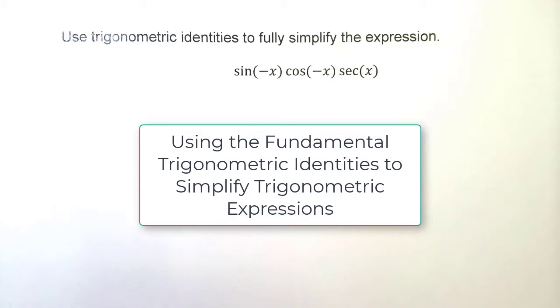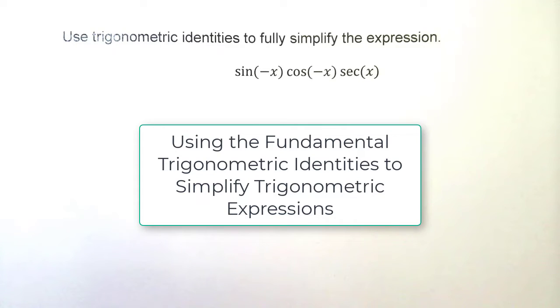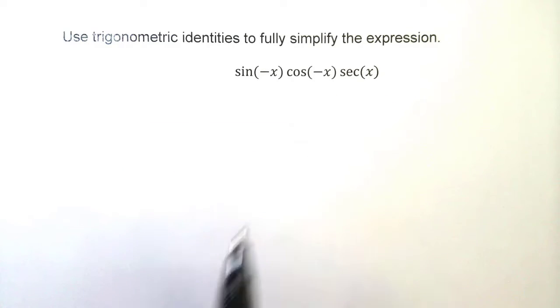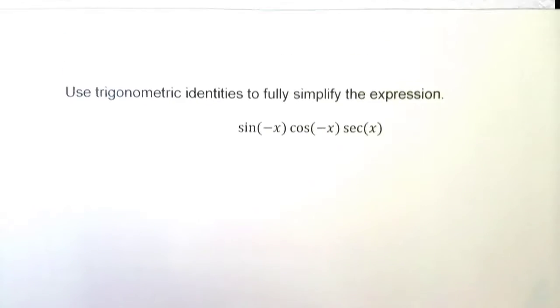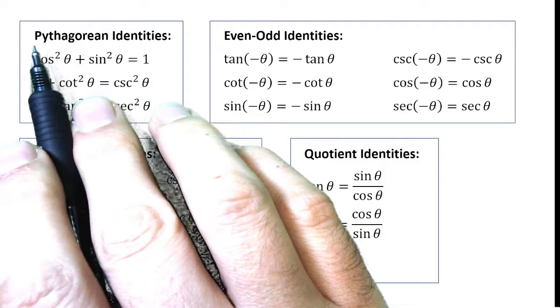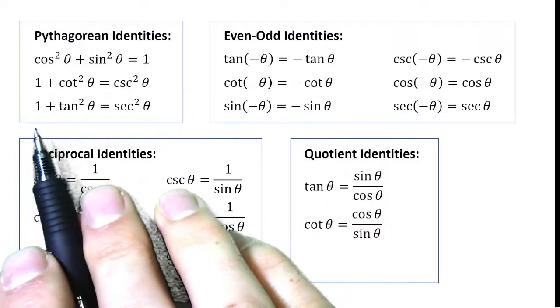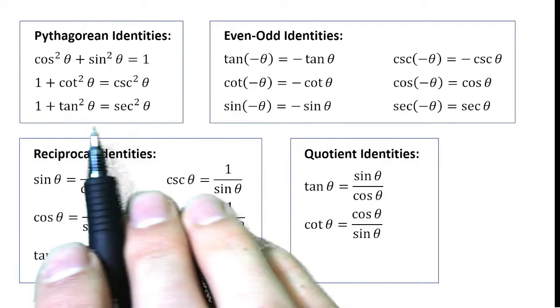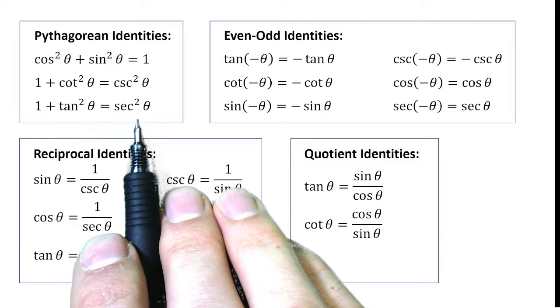In this video, we're going to use trigonometric identities to simplify trigonometric expressions, such as the one shown here. Now, what are the trigonometric identities that we're going to use in this video? Well, here they are. There's a whole bunch of them. Now, we've discussed the Pythagorean identities in a previous video, so please make sure you've watched that video so you understand where these come from.